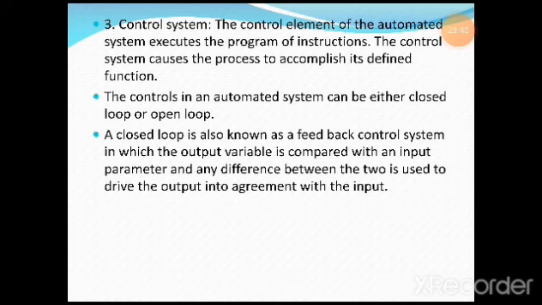The control element of the automated system executes the program of instructions. The main execution means carrying out, reading and taking actions. The control system causes the process to accomplish its defined function. That is what I am telling: as per that, we start taking the actions. The controls in an automated system can be either closed loop or open loop. This is very, very important.